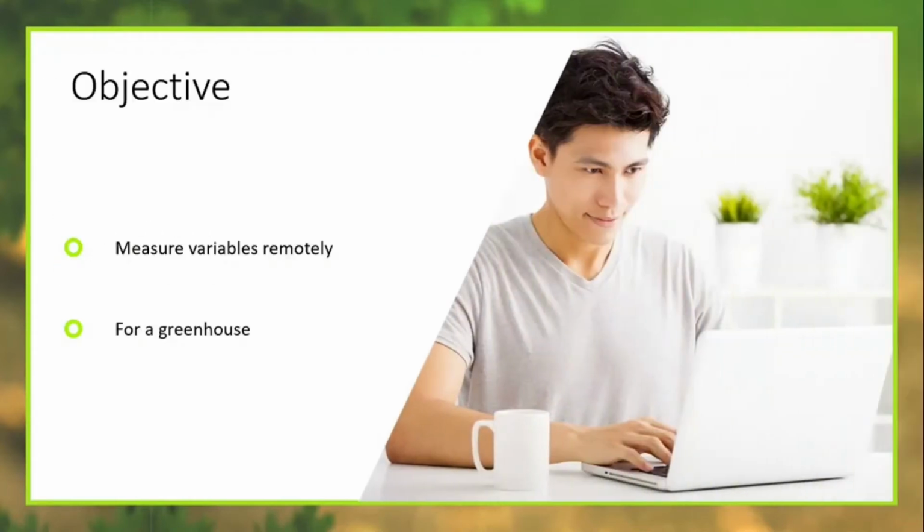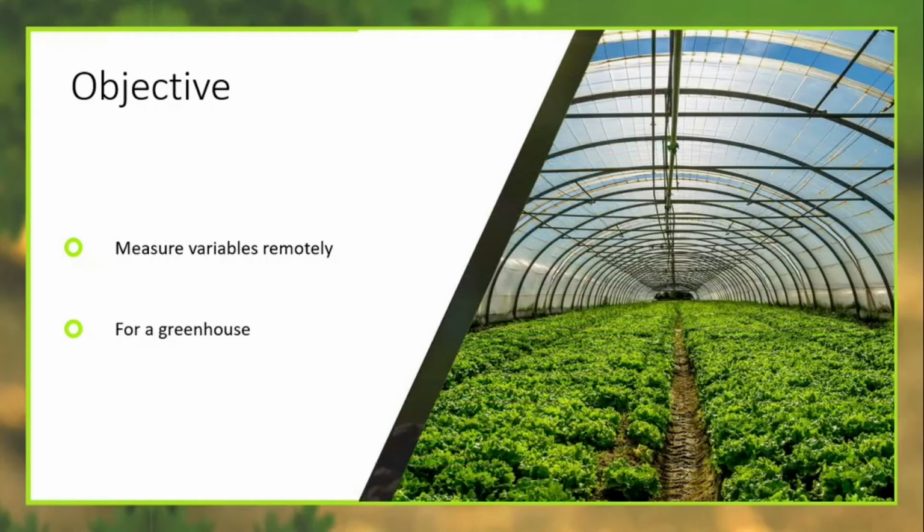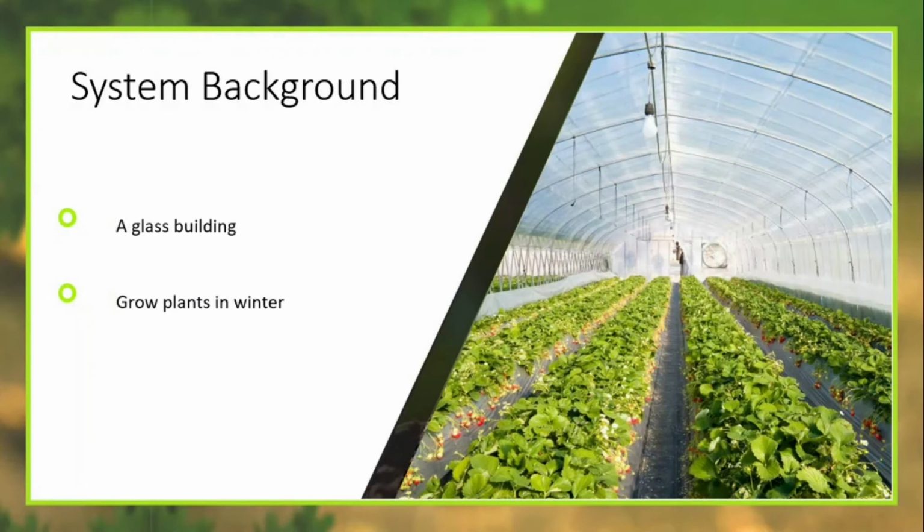Our main objective is to measure temperature, humidity, and soil moisture remotely. We are intending to make this system for a greenhouse. As mentioned in the previous slide, we have initially planned to design this system for a greenhouse. But the system can work anywhere, even in a home garden. But let's have a look at the important concept behind a greenhouse.